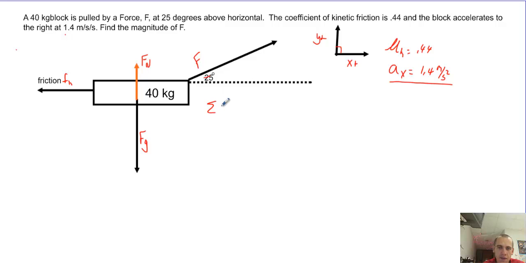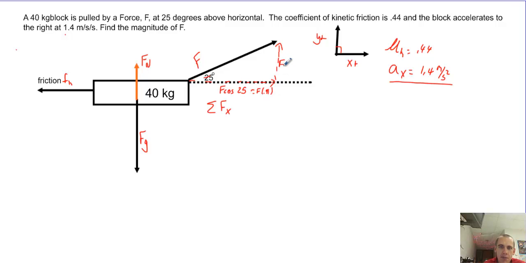Okay, so the net force in x, let's find all the forces that act in x. I have the component of the pull force that acts in the x direction. This is F cosine 25, the adjacent side. I'm going to go ahead and find what the cosine of 25 is. So the cosine of 25 degrees is 0.91, so this is equal to F times 0.91.